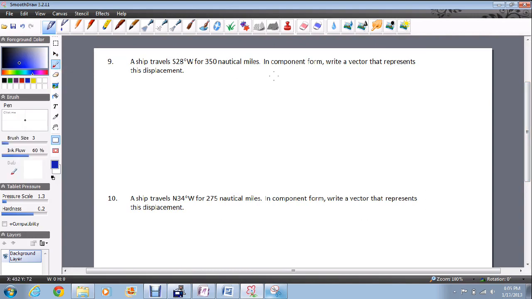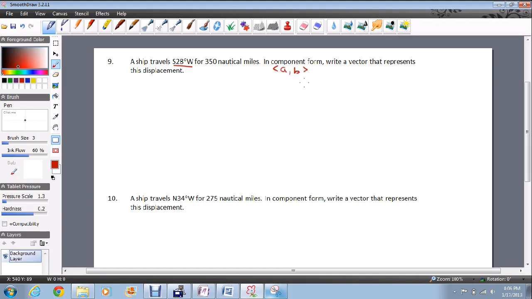Okay, so we've done a couple different types of bearings, but the ones that are really going to be important for our final exam are this type here, where it basically tells you what pole you're working with first. So it tells us that we're talking about the south pole, and then we're going to go west from that pole 28 degrees. And this distance that we're given is 350 miles. We want to know in component form, what they mean by that is AB.